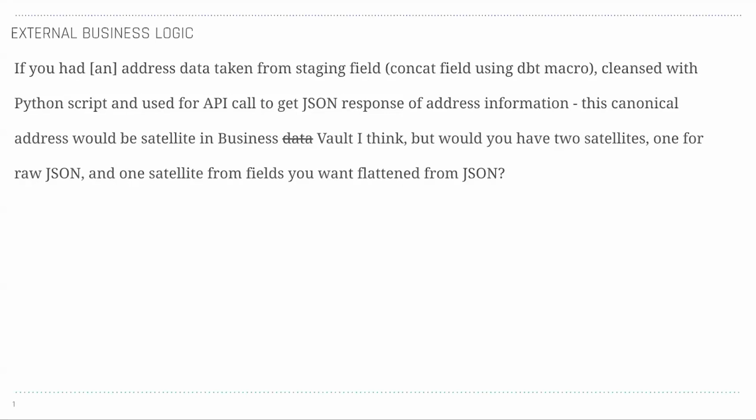Is it in the business vault? Do you have two satellites, one for raw JSON, one for the fields that you want to flatten from the JSON? There's a couple of questions here. Before I go into details, let me talk about the business data vault. Because I know I'm picky, but the thing is this. When I talk about data vault and the individual layers in the enterprise database layer, we have two layers, right? We have the raw data vault and the business vault.